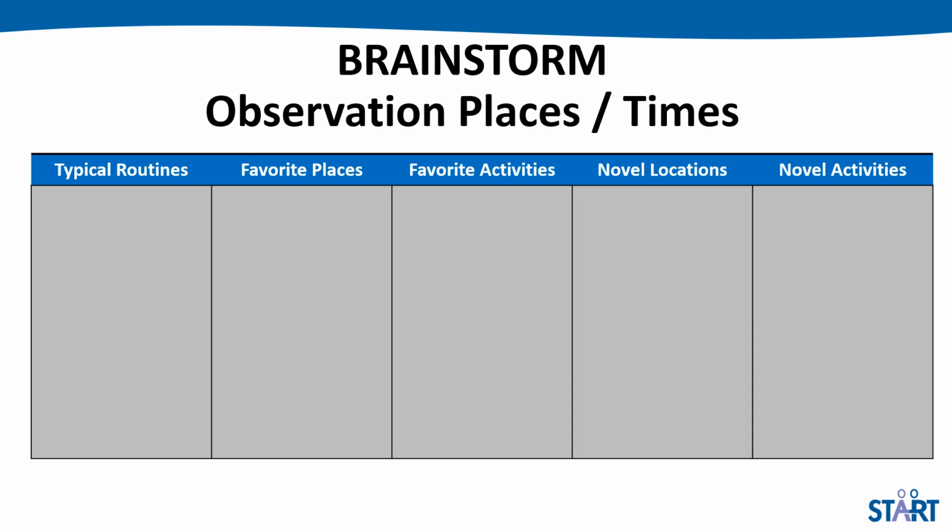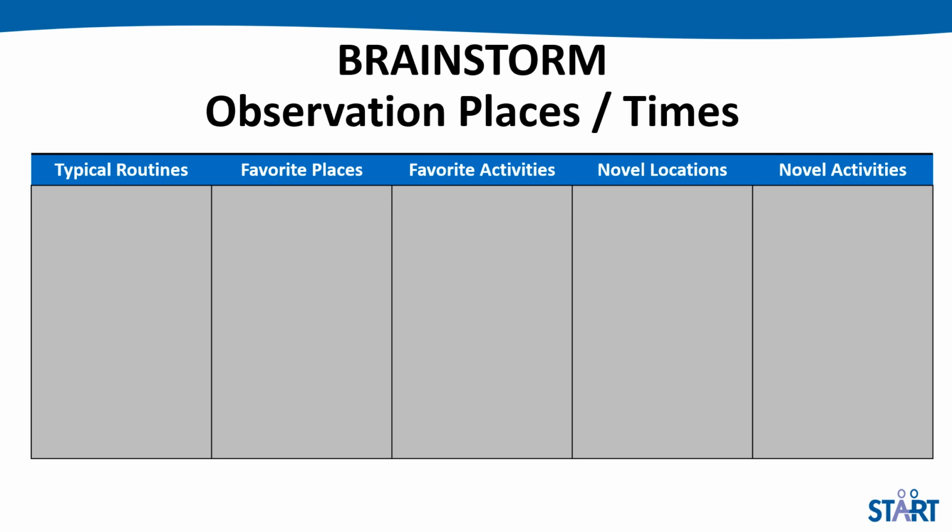So one of the first things you might want to do with your team is just brainstorm where you're going to do your observations and when. And again, this is an opportunity to divide and conquer. Everyone on the team should have an opportunity to do an IC observation. So if you get some chart paper, go to the whiteboard and just lay out these categories.